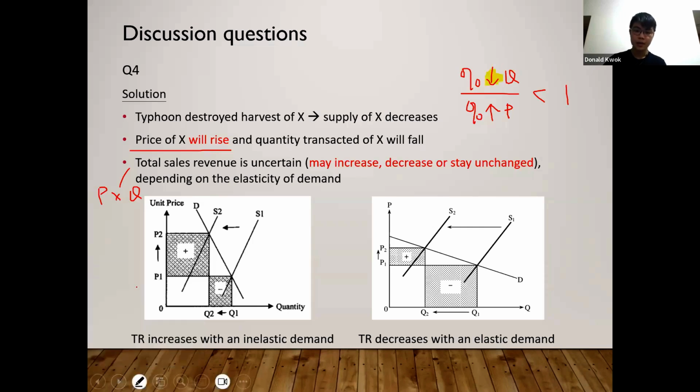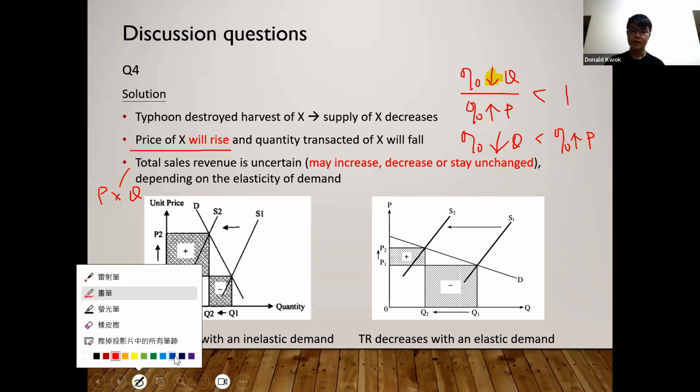Okay. So if it's an inelastic demand, then the percentage decrease in quantity would be smaller than the percentage increase in price. This shows that the increased part in revenue is greater than the decreased part in revenue. Then the overall change in total sales revenue would be an increase. And it is also represented in the left-hand side diagram here. The total revenue will increase with an inelastic demand.